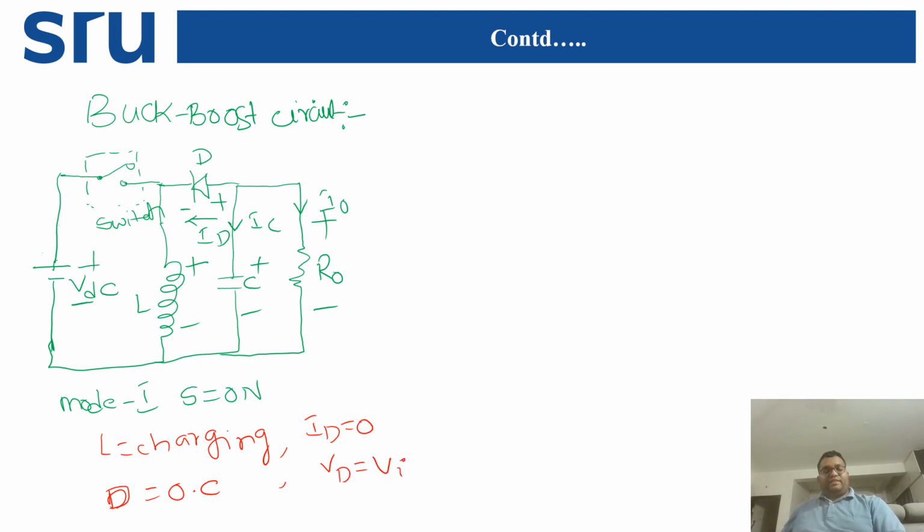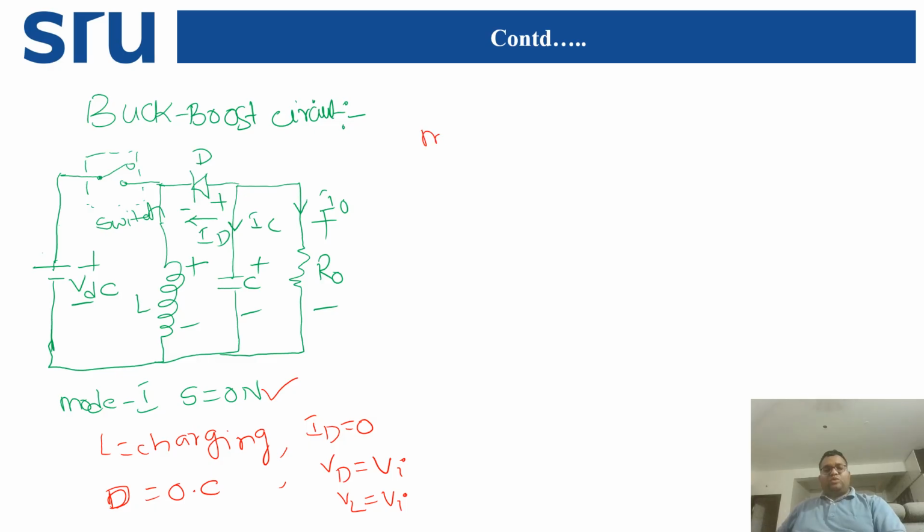Along with that, what else can we observe here? Vd is equal to Vi, and VL is also equal to the source voltage, that is VL is equal to Vi. Those things we can indicate here. This is mode 1, when the switch is on.